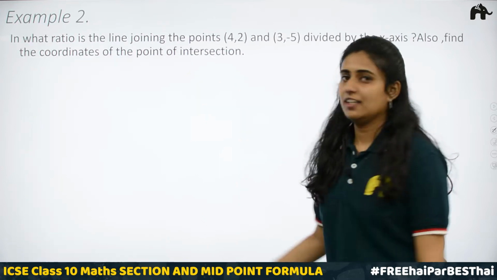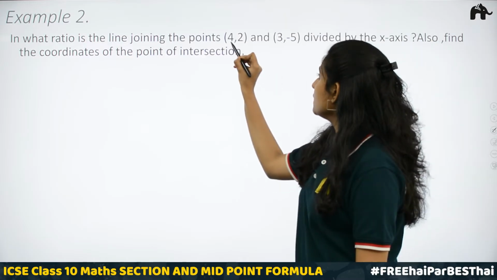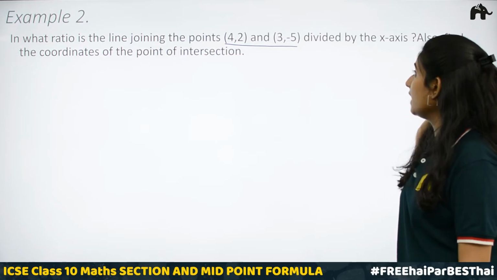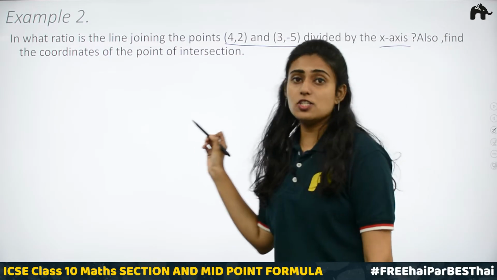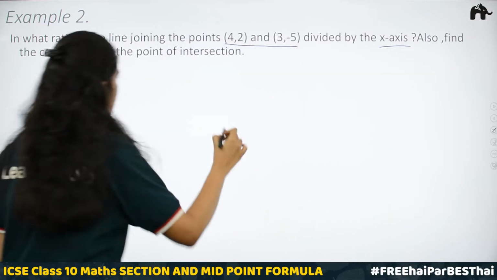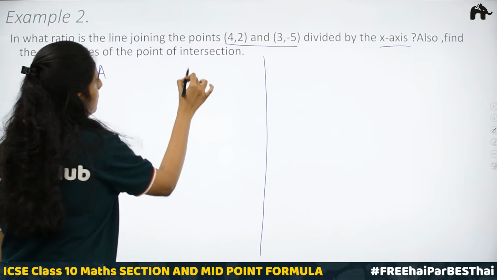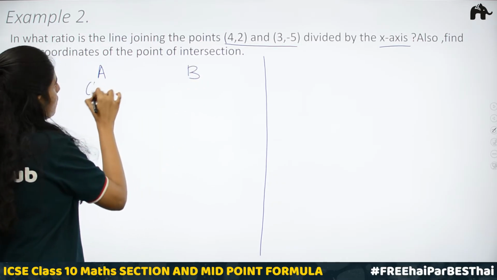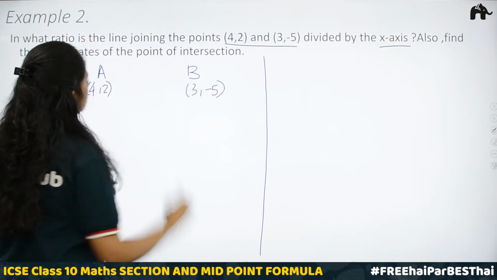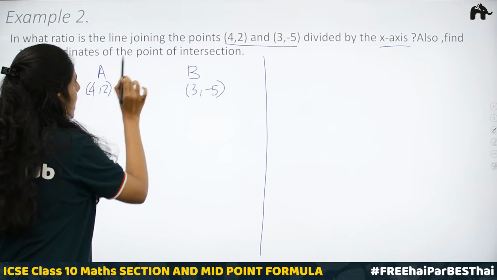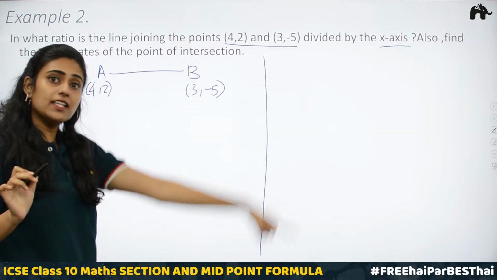Clear? Next, example 2. In what ratio is the line joining the points 4, 2 and 3, minus 5 divided by the x-axis? Also find the coordinates of the point of intersection. Let us consider the points as A and B. Here A is 4, 2 and B is 3, minus 5. This is the line joining these 2 points, divided by the x-axis.